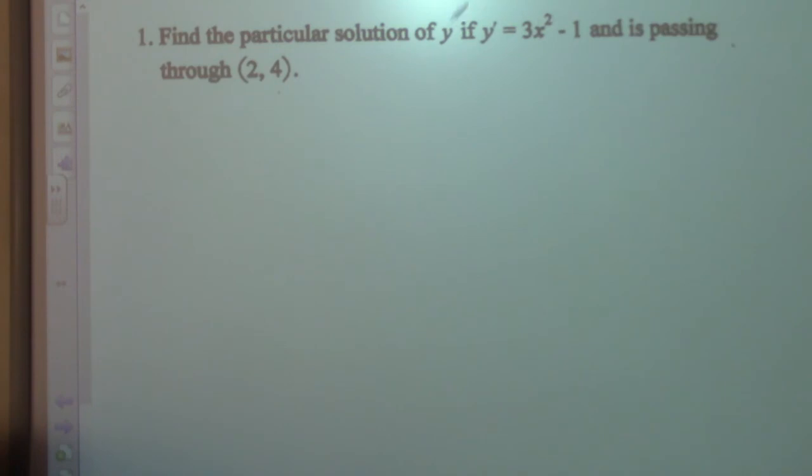So here we have a particular solution right here, and it's passing through (2, 4). And so what we're going to do is rewrite y prime as dy/dx equals 3x squared minus 1. So how are we going to go ahead and find a particular solution for this? What's the first thing you want to do?